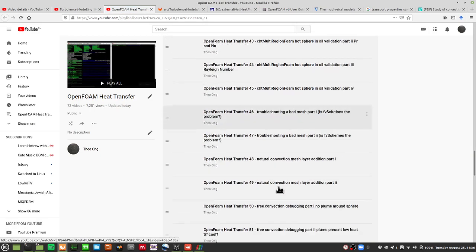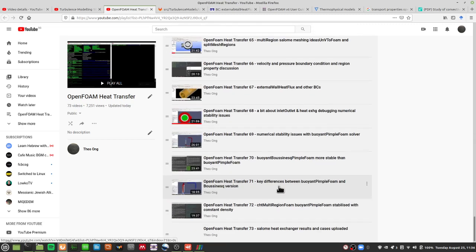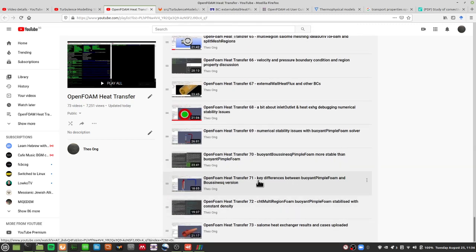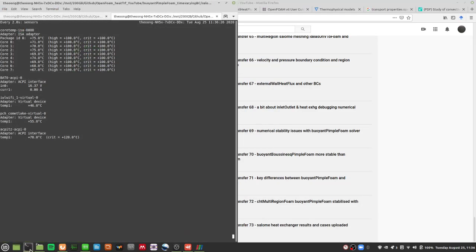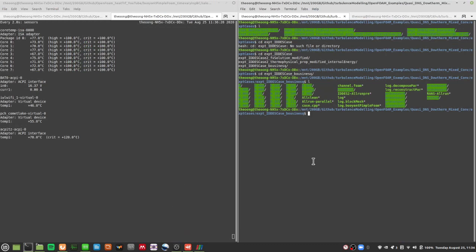If you want to take a look at what the algorithm differences are, you can look for this video called Key Differences between buoyantPimpleFoam and the Boussinesq version. This is the video I would go for if you want to know what's going on behind the scenes. I'm using the OpenFOAM ESI version. OpenFOAM 7 and 8, the OpenFOAM.org version, as of this video, does not have buoyantBoussinesqPimpleFoam anymore. But there is a small workaround, though it involves turning off natural convection as well.